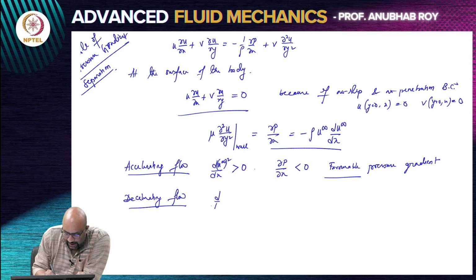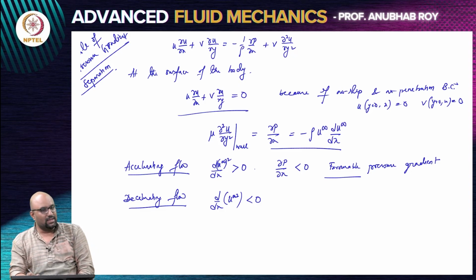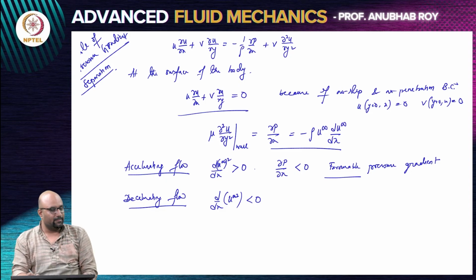I will have d/dx of my U∞² going to be negative, which means if the flow is in the positive x direction, it decreases as you move along the stream.